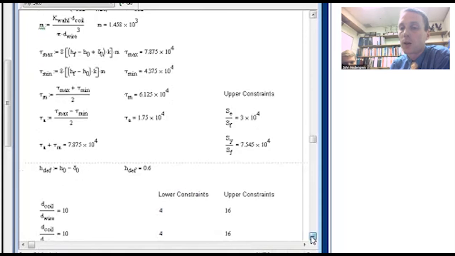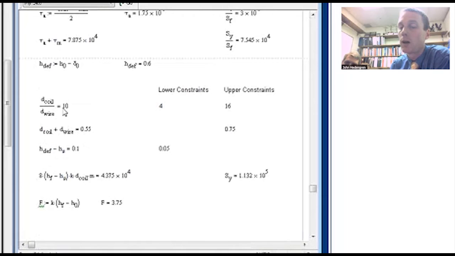Okay, so let's see. I had the diameter of coil divided by diameter of wire. Nominally, that starts out at 10, but you have a lower constraint of 4 and an upper constraint of 16. And then coil diameter plus wire diameter is currently equal to 0.55, but it has to be less than 0.75. I'm trying to think why that upper constraint is there. Oh, yeah. Okay, so that was a constraint in the problem. Here it is right here. The sum of the two has to be less than 0.75. Okay, so here are some lower and upper constraints for these values. You see the nominal values that are calculated here.